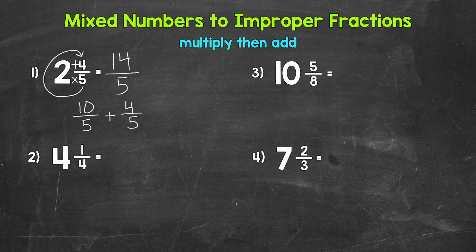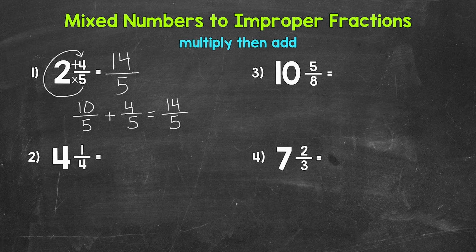4/5. So we have our whole number as a fraction plus the fractional part of the mixed number. 10 plus 4 gives us 14. And we keep that denominator of 5 the same. So we get 14/5. So when we start at the bottom and multiply, then add, it's a quicker way to go through that process of writing the whole number as a fraction and adding the fractional part of the mixed number. Let's move on to number 2, where we have 4 and 1/4.